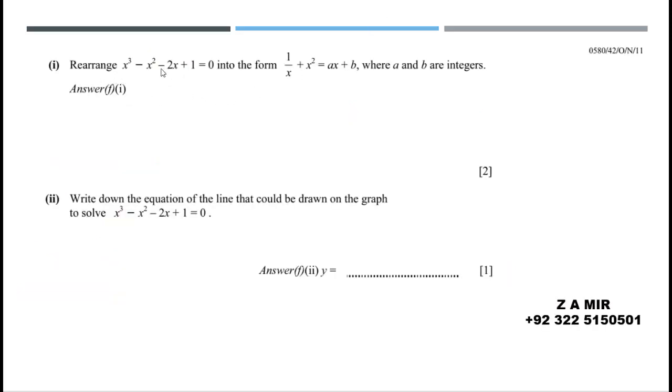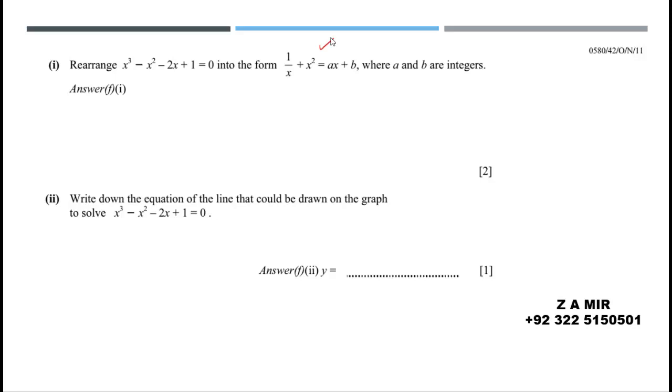Rearrange x cube minus x square minus 2x plus 1 equal to 0 into the form 1 over x plus x square is equal to ax plus b, where a and b are integers. Student, here we can see, if we just compare the first equation with the second equation, it does not have x cube.